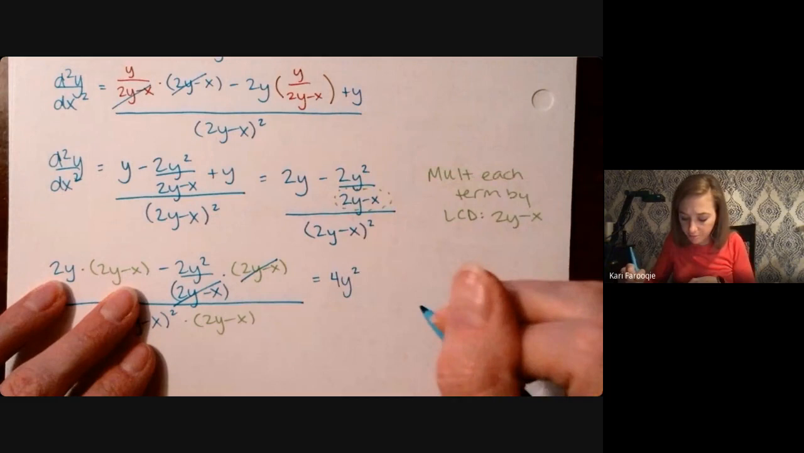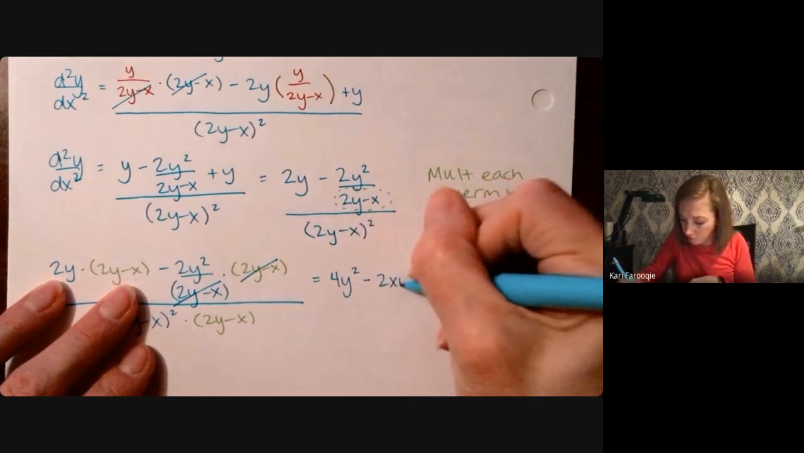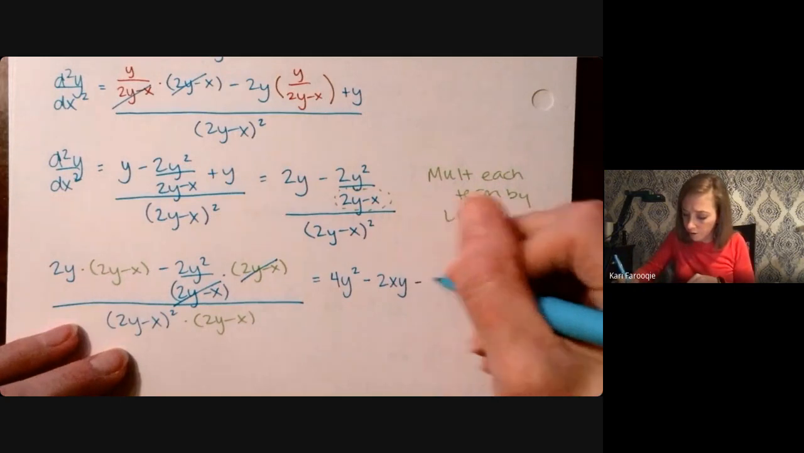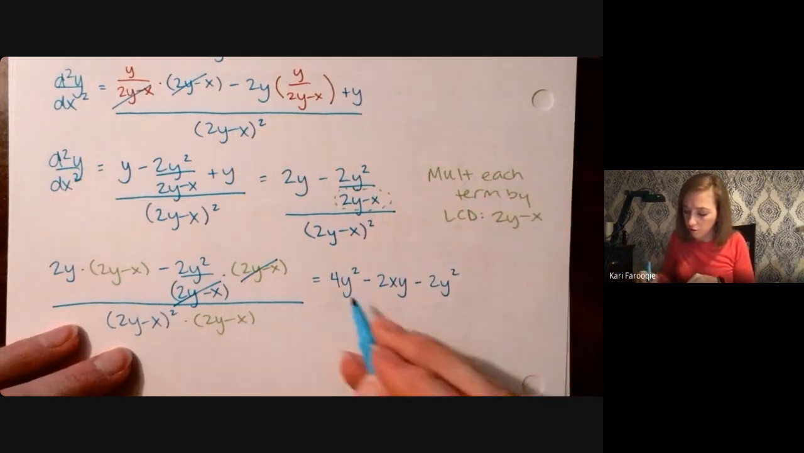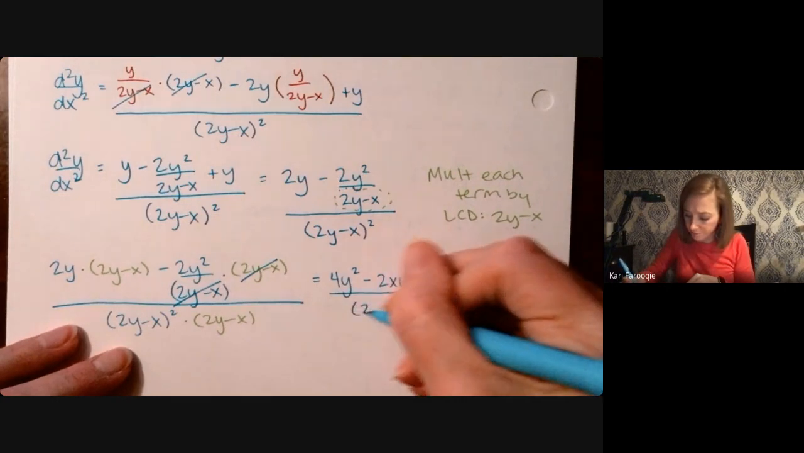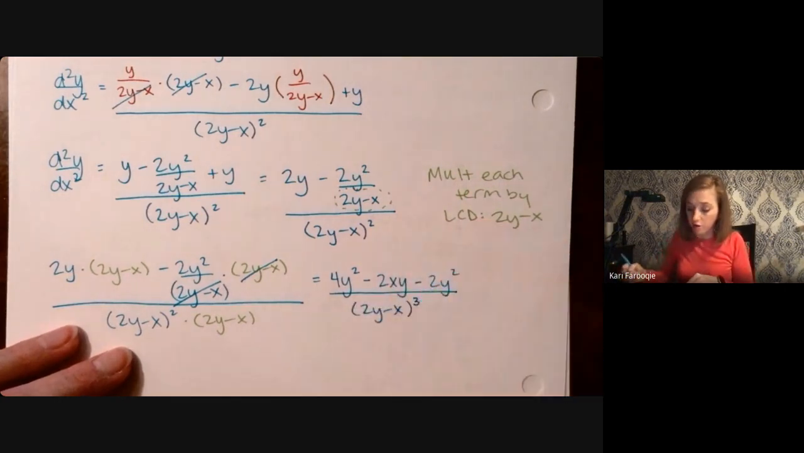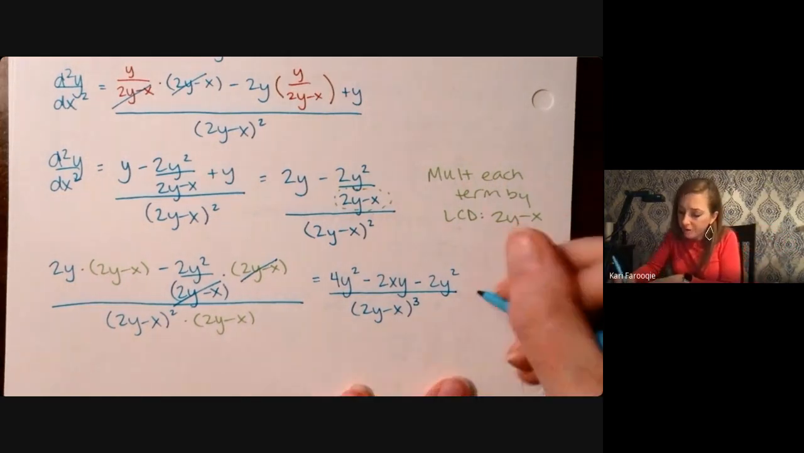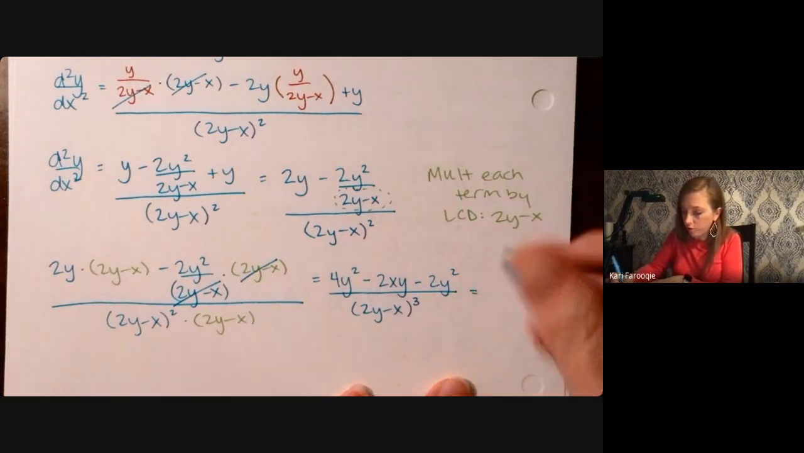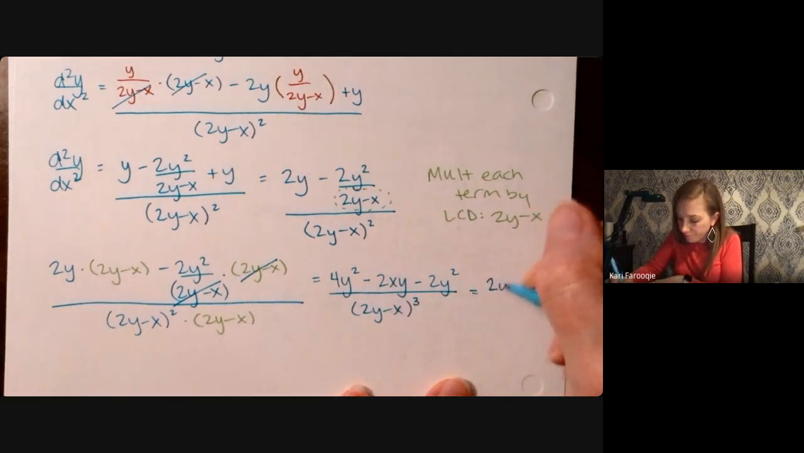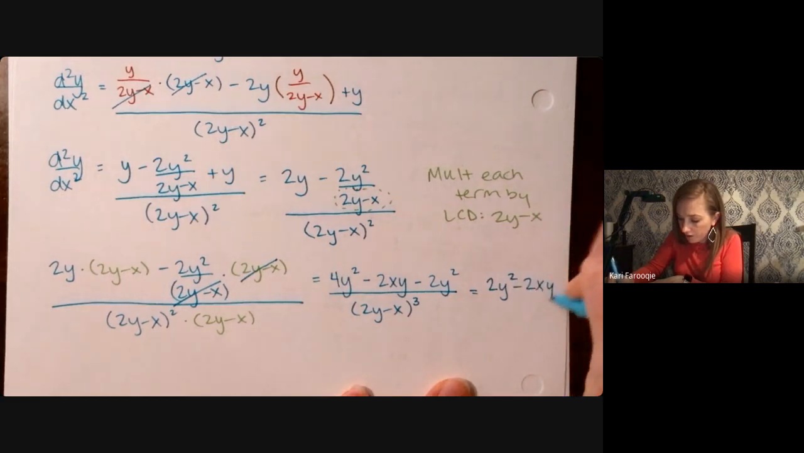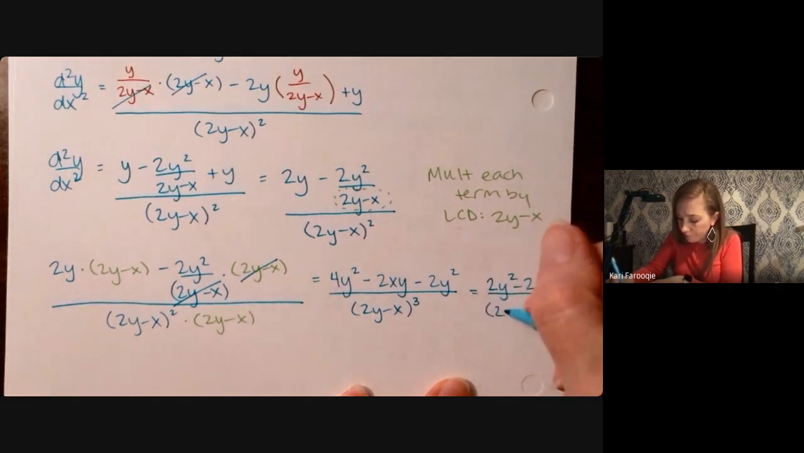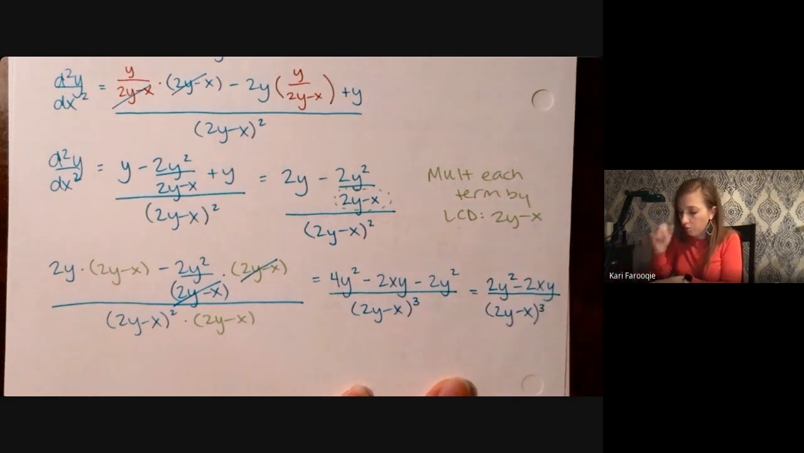4y squared minus 2xy minus 2y squared divided by 2y minus x cubed. 4y squared minus 2y squared is 2y squared. And then you have minus 2xy divided by 2y minus x quantity cubed.